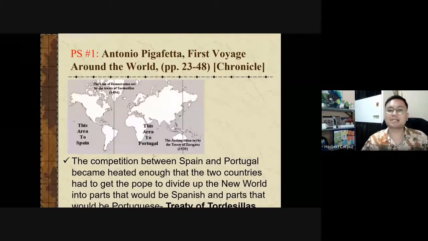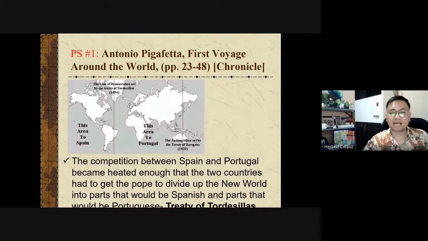So kung makikita ninyo dito sa mapa na ito, ito yung pagkakahati, okay? Nang sa ganun ay maiwasan yung competition between Spain and Portugal. So it was in 1494 that the Treaty of Tordesillas has been signed by the two nations or the two countries. Okay, so kung makikita dito is, looking at the map, ang pagkakahati ay ganito, that any land to be discovered in the Western Hemisphere, okay, will be given to Spain, and in the Eastern Hemisphere is that for Portugal, okay?